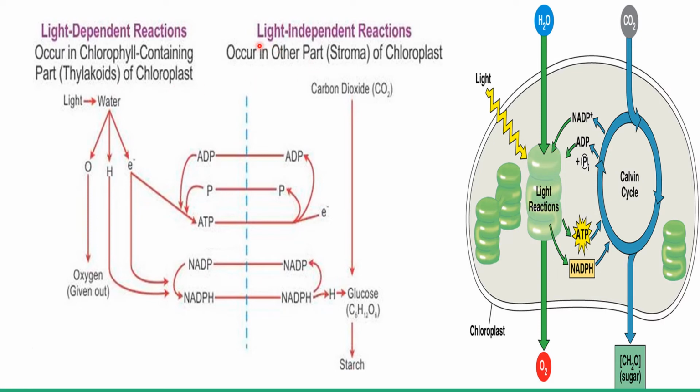Then another reaction, that is light independent reaction. In light independent reaction, you have to know what is polymerization. That definition you have to learn. Where does it take place? It takes place in the stroma of the chloroplast. Stroma of chloroplast, that you have to remember.